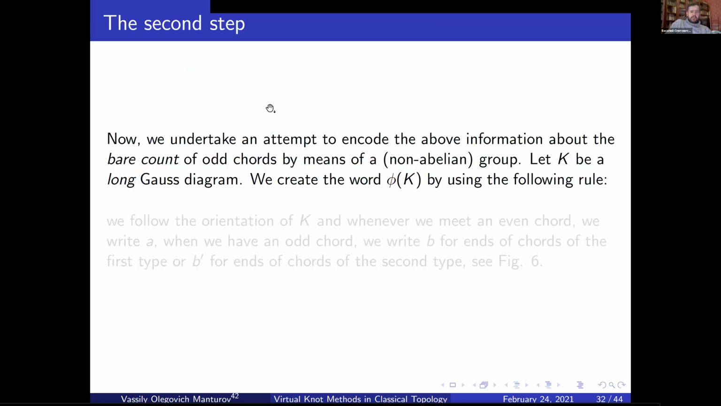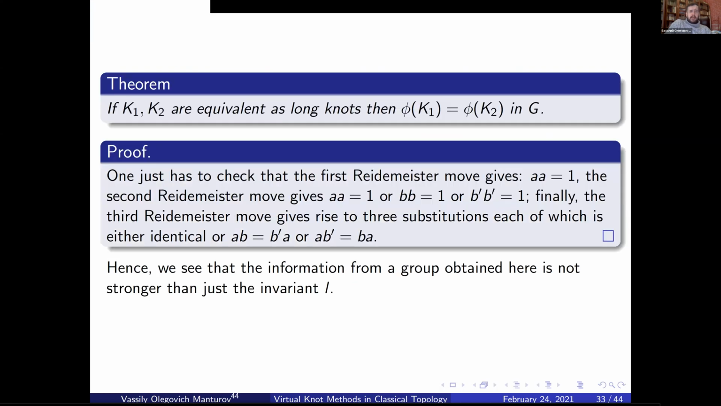And actually, if we want to prove this theorem, we can create a word. And if we create a word, we can get something which gives rise to some objects, to some words in generators of the group. And these words are up to relations, and these relations turn out to be A equals 1, B equals 1, B prime equals 1, and also AB is equal to B prime A, and AB prime equals BA.